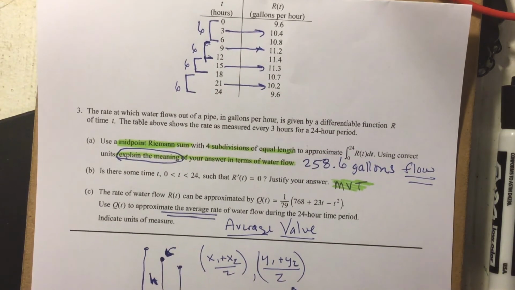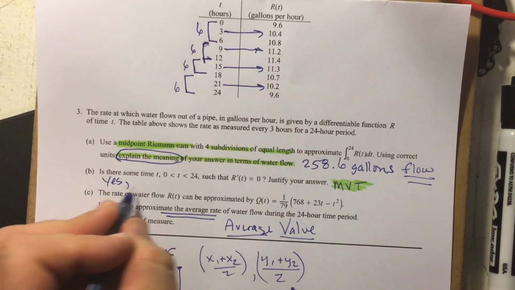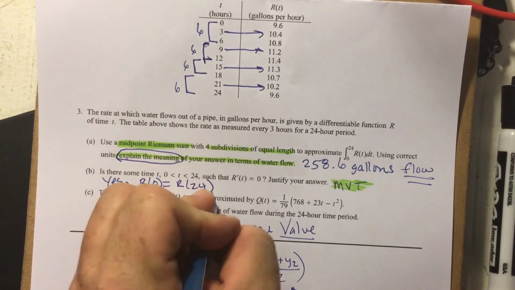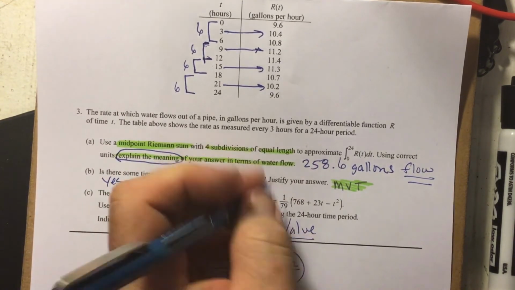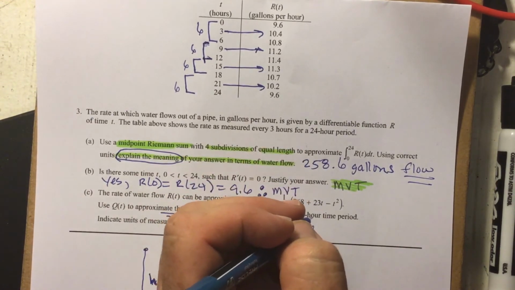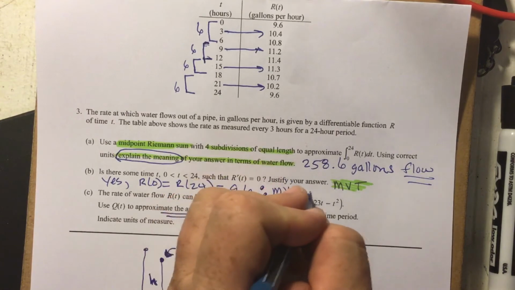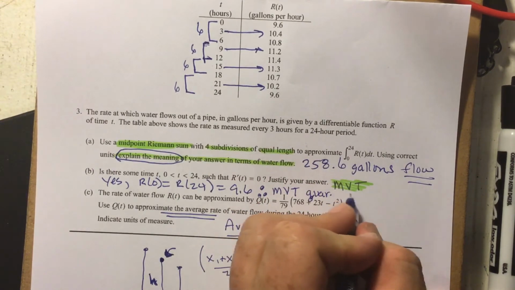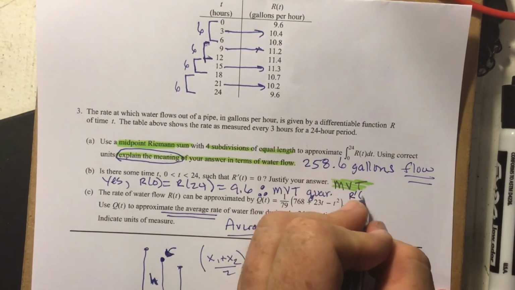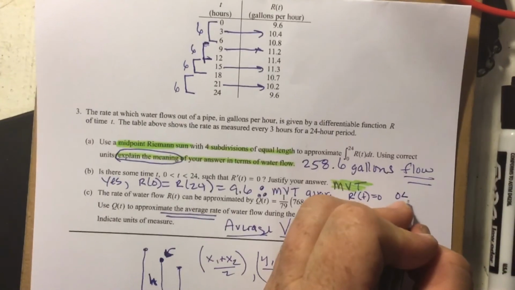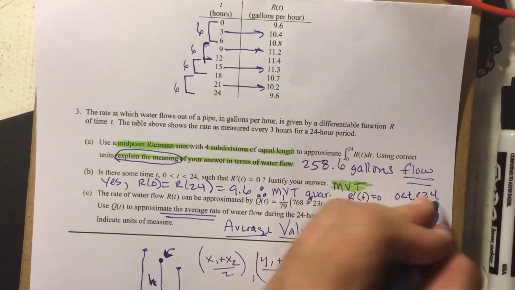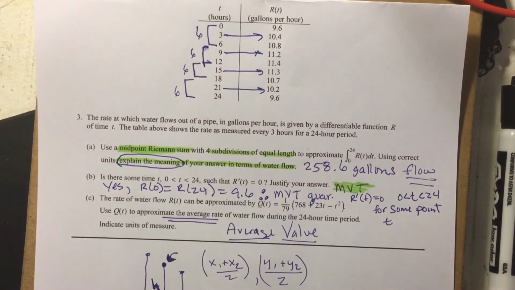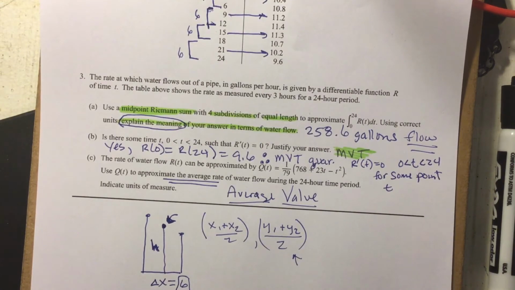Now, B, the answer is yes. And it's because since R of 0 is equal to R of 24, which is equal to 9.6, you can say, therefore, the MVT, or something like that, the mean value theorem, you'd want to write that out, guarantees that R prime of t equals zero between 0 and 24 for some point. Okay. And then that last piece.